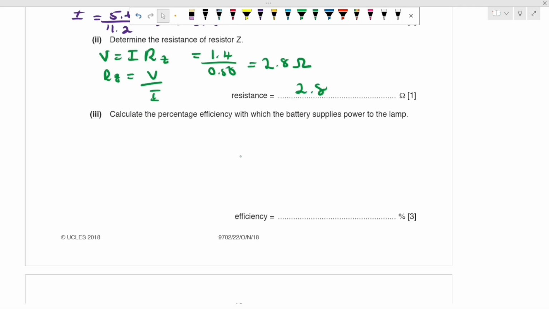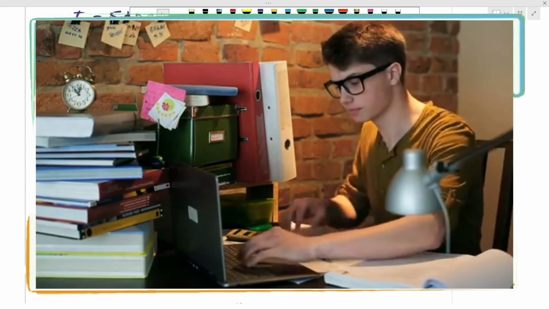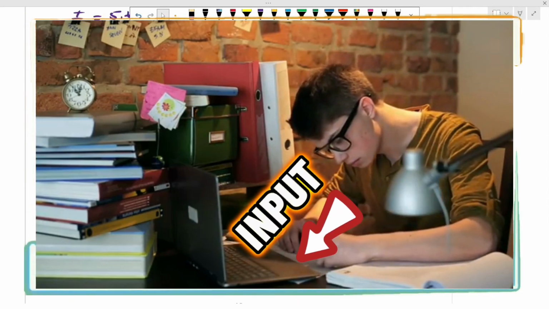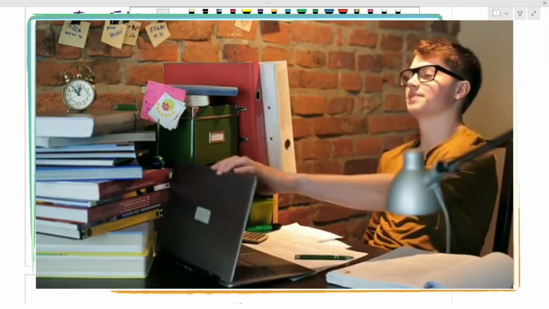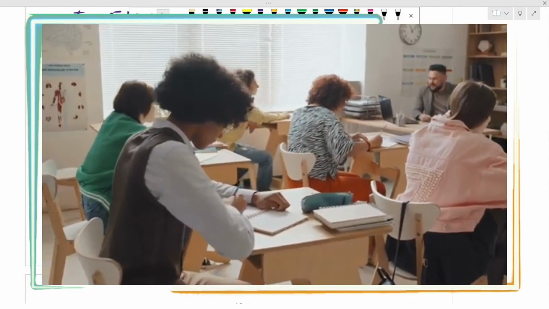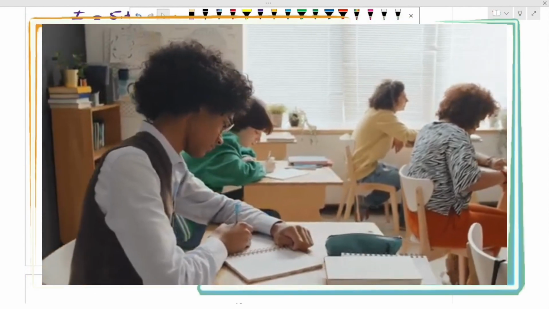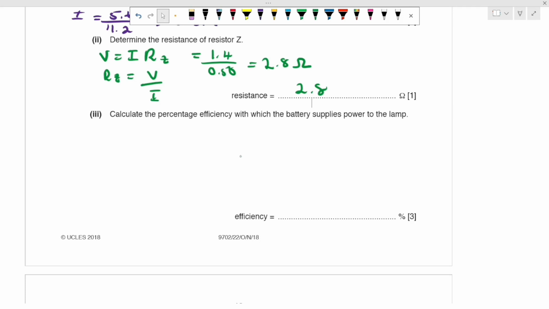Calculate the percentage efficiency with which the battery supplies power to the lamp. What is efficiency? Basically, that is the question that is coming to mind. Efficiency is pretty simple. As a student, you're studying for your exams, your AS, your A2, any exam, you're going to put in an input. You're going to sit down and study so that you can pass that big exam. Essentially, you're doing work, you're inputting your power, but then you're going to get your results out. So essentially, your efficiency is how much work you got out versus how much work you put in.